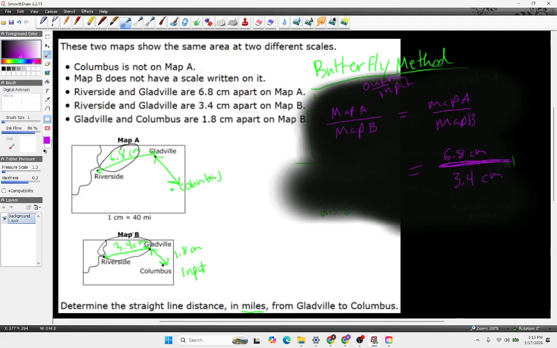Okay, so I'm going to put m with a little a for my variable. And then for map B, the distance that corresponds to the distance between Gladville and Columbus on map A, on map B, that's 1.8. So it's A over B equals A over B. This is A over B for the pair we know, set equal to A over B, or output over input, including the variable we don't know. And now we can cross multiply to solve for the unknown.